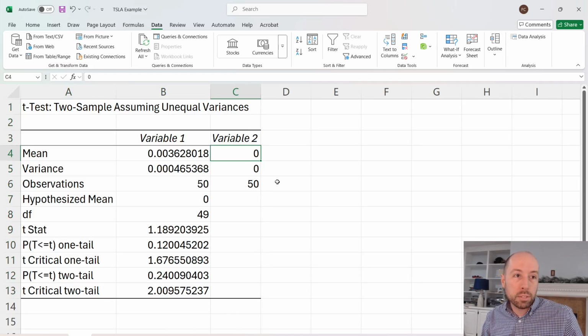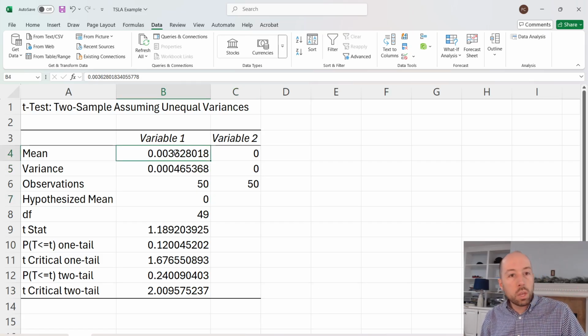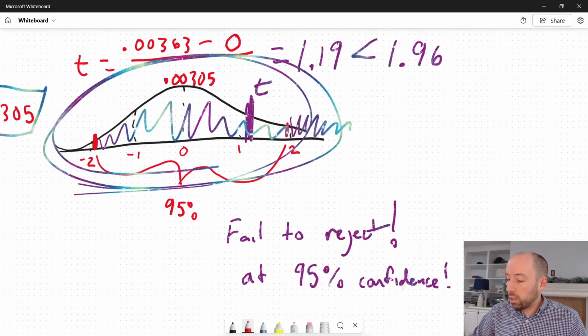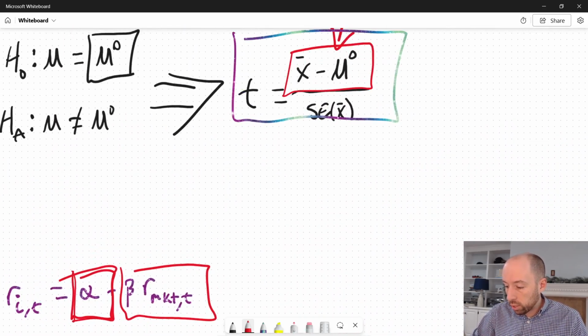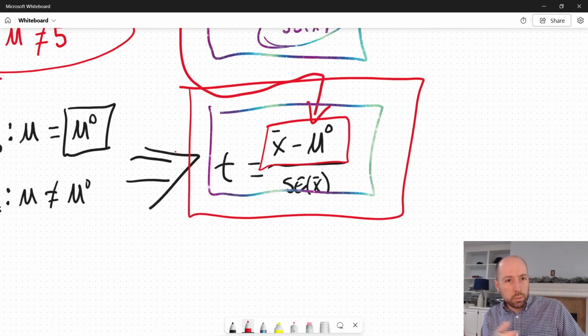Variable 2 has mean 0 and variance 0, and I'm hypothesizing that the difference between variable 1 and variable 2 is 0. In other words, I'm hypothesizing that the true average of variable 1 is 0. This formula, because I've stuck in those extra zeros, collapses to the simple t-statistic formula that we have right here. And if you want to know the formula for the difference in 2 means, it's the one that we saw in some slides much prior to this.